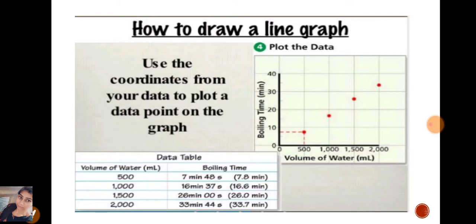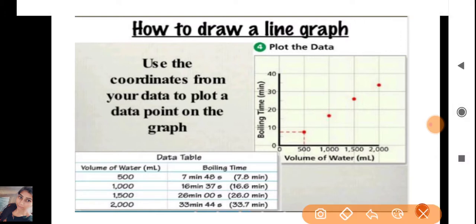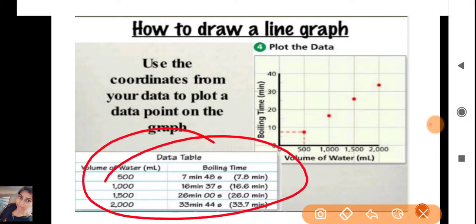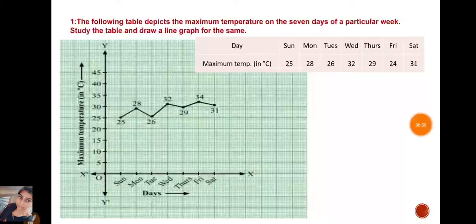Then the next part is to use the coordinates from your data to plot a data point on the graph. That means you need to look at the question, whatever question is given, and according to the question you need to start plotting the points. Once you plot the points, you can use your scale to draw the line. Here you can see that once I draw this line, I put a scale over here and I get a straight line. Once you get the straight line, you need to connect it to one of the endpoints. It can be on a coordinate, on the y-axis or x-axis, anywhere. So you just need to join all those points and then connect that point to either of the coordinates. So let us solve this question just to understand how you're going to draw the graph.